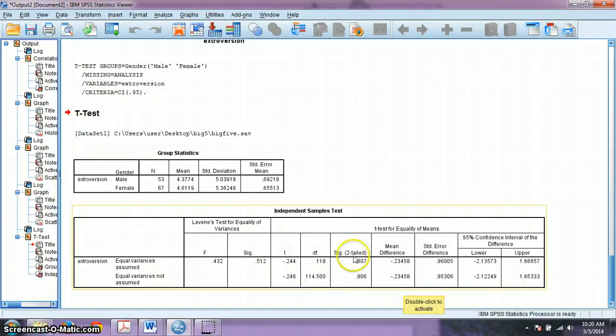Now, over here is where the t-test is, and there's two rows. One is if your variances are assumed equal, and one if they're not assumed equal. And because this was not significant, these are going to be almost exactly the same. You can see they are. The t-value is negative 0.24, which is pretty small, on 118 degrees of freedom or 114.5 degrees of freedom. In either case, it's not significant. The p-value is 0.8, and we usually use a criterion of 0.05 or smaller to consider something significant. Then there's some other things about confidence intervals and standard errors. So this shows that for extroversion, there is no difference between men and women.